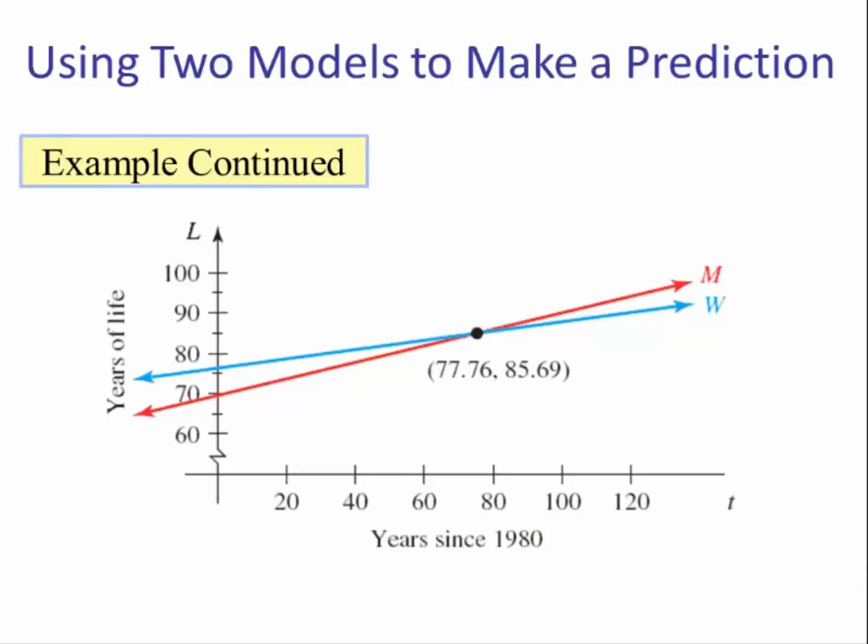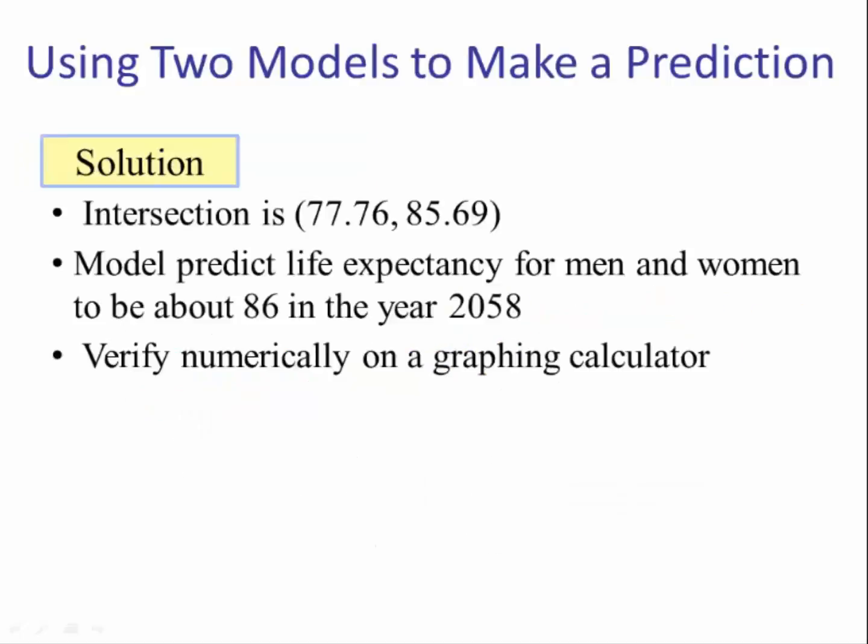So here we have the visual of the graph from our calculator. This is the point where these two are equal according to our models. So what does this mean? This means that the life expectancy for men and women will be about 86 years in the year 2058. That is 78 years from 2000.